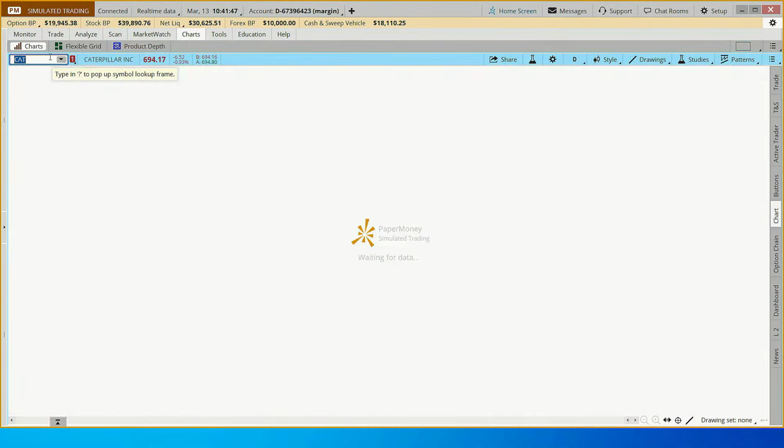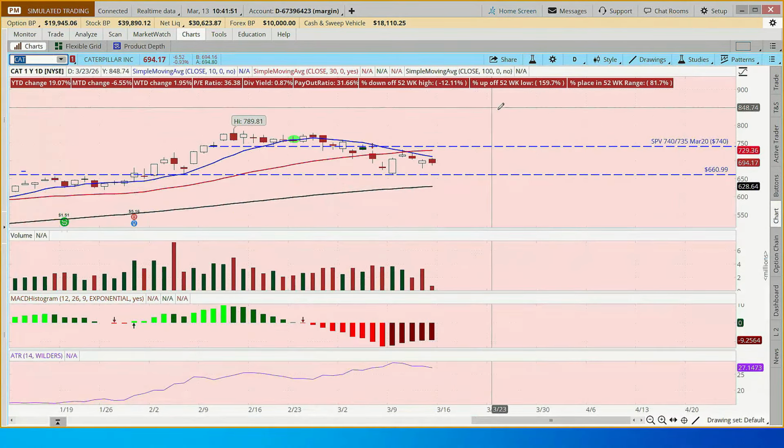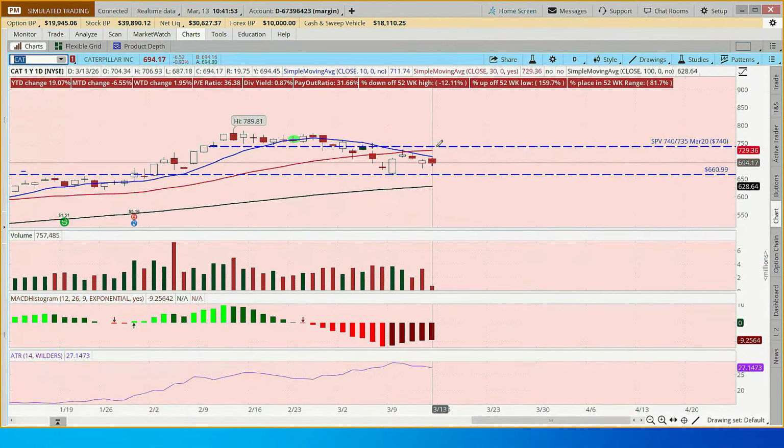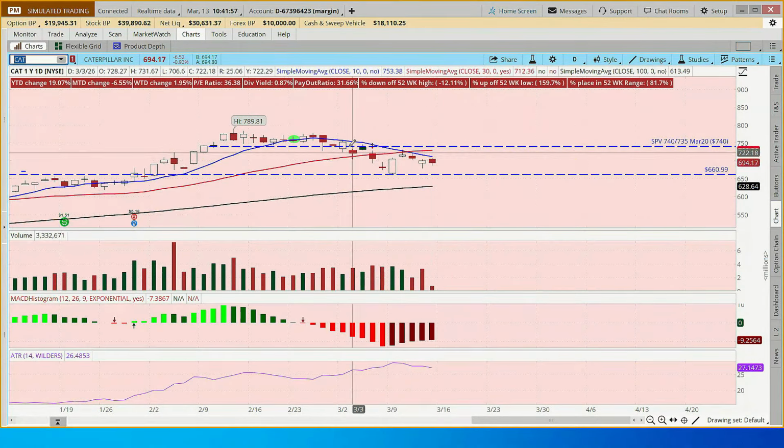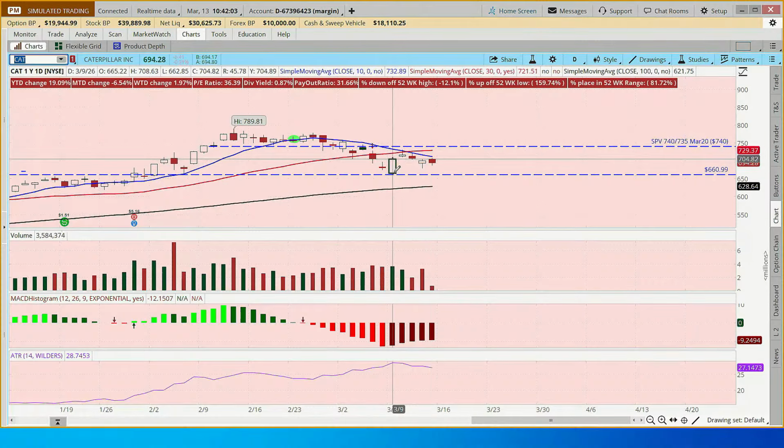Caterpillar. So Caterpillar, the closer we get to expiration, the higher the risk of it being assigned. But this does not look like it's going in the right direction. And so we might just say on this one, you know what? We have a low here and a higher low. On Monday, if this isn't moving up, we're going to close it out.